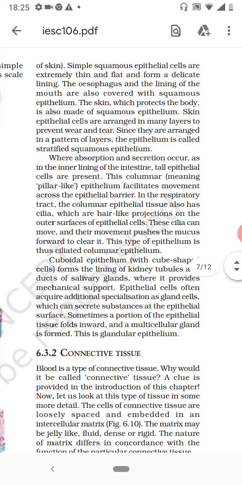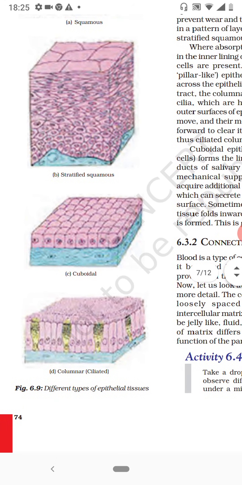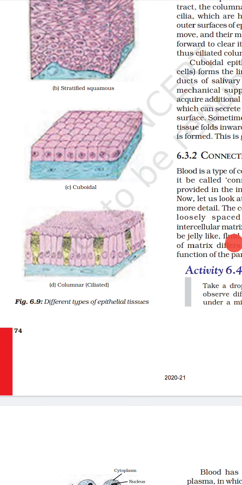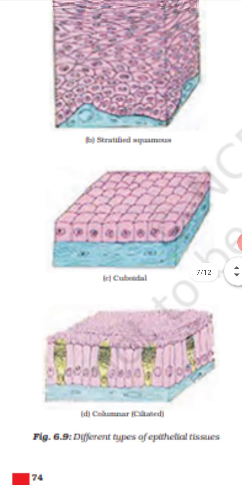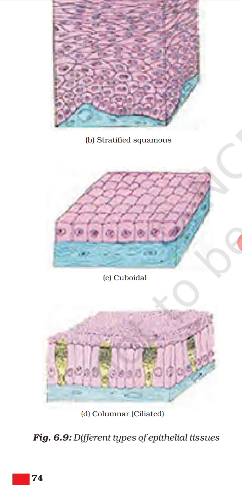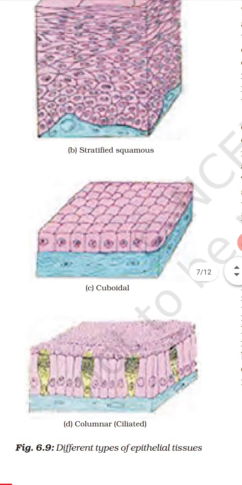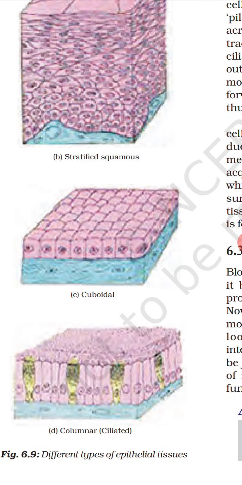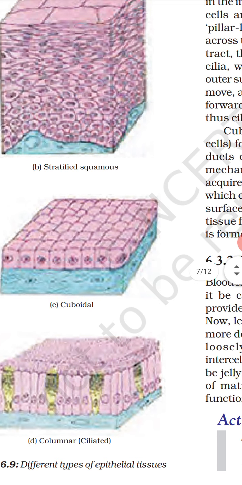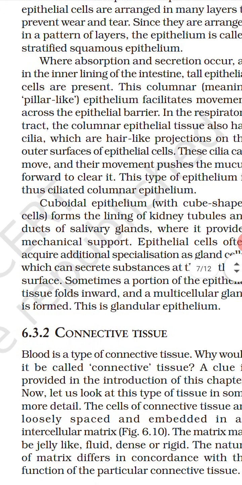Then the second is cuboidal epithelium. First one is squamous, second is cuboidal epithelium. It is made up of cube shaped cells. As the name is indicating, look at the figure given in your book. It is cuboidal, cube shaped, which have round nuclei. It forms the lining of kidney tubules and ducts of salivary glands, where it provides mechanical support. It also forms the germinal epithelium of gonads. It also helps in absorption, excretion and secretion.